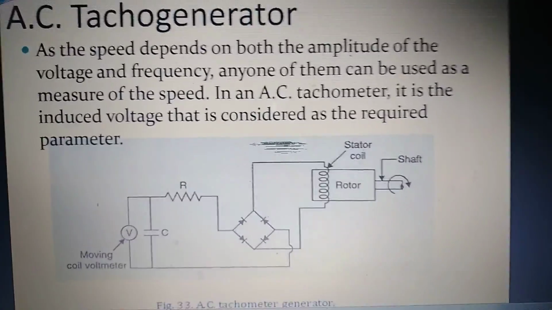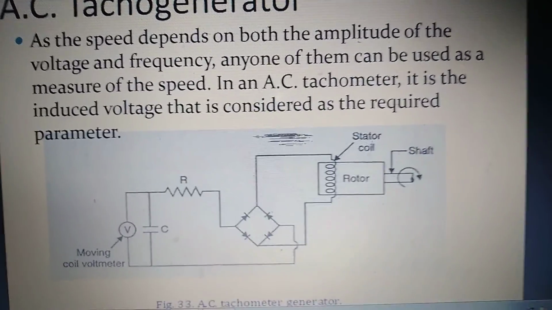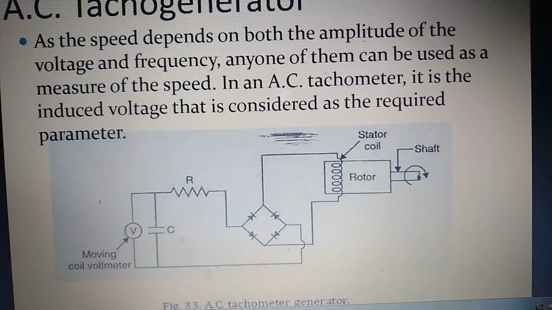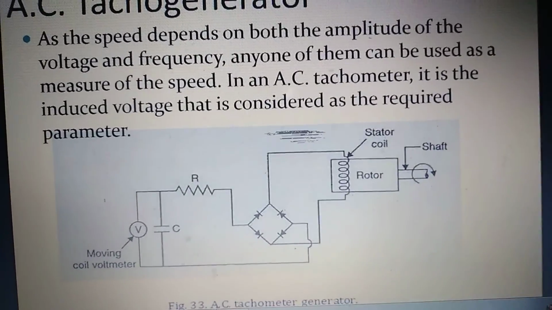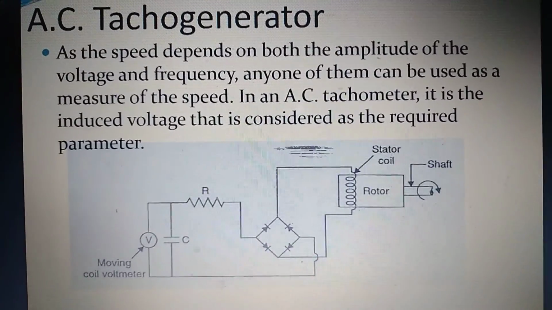Okay. So circuit details, applications, advantages and limitations we discussed in this lecture.